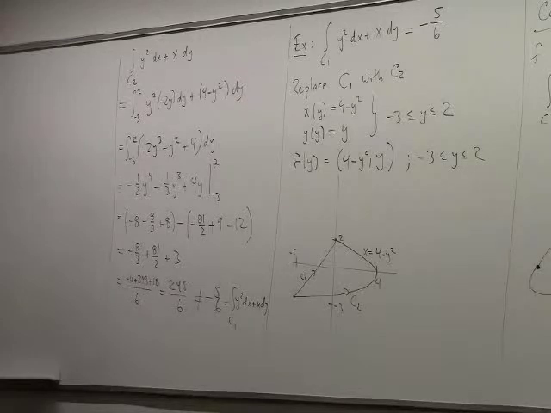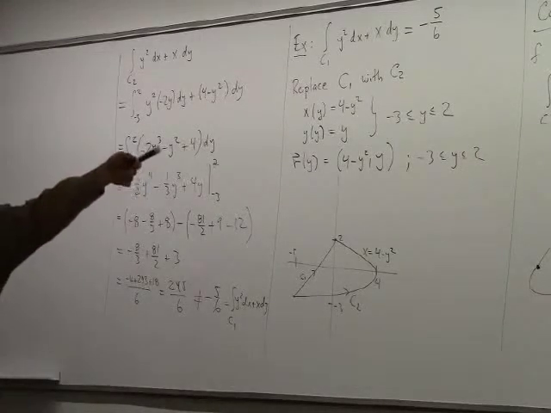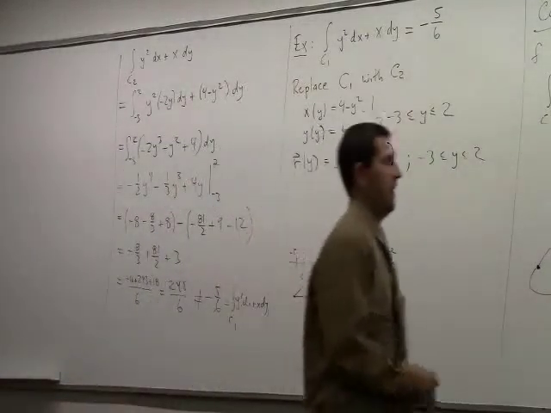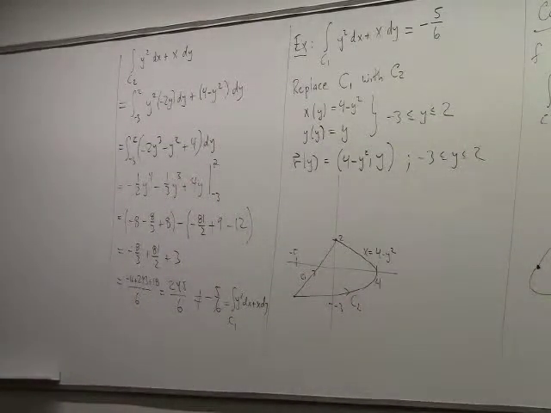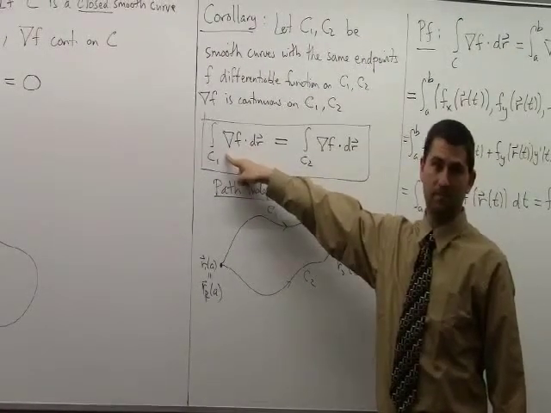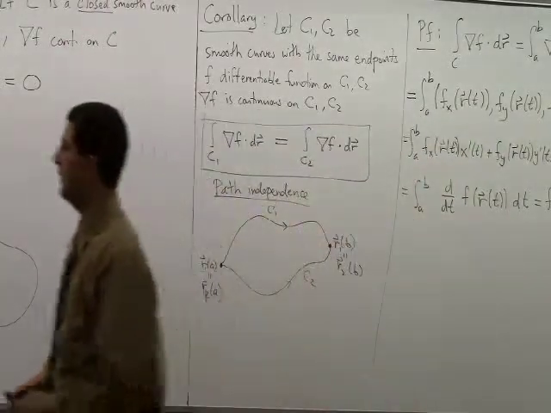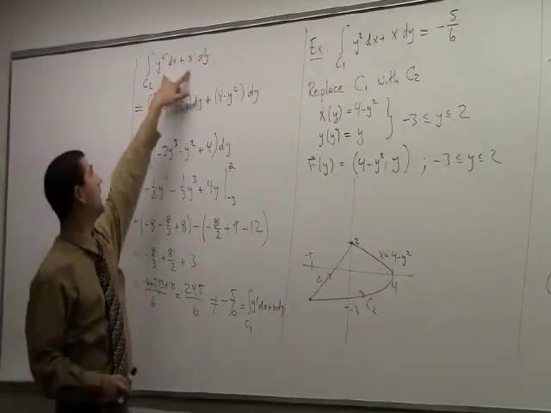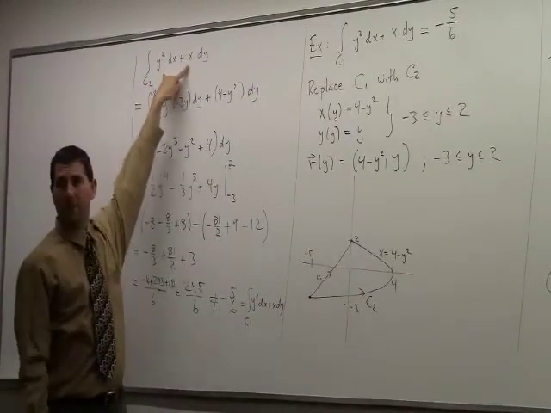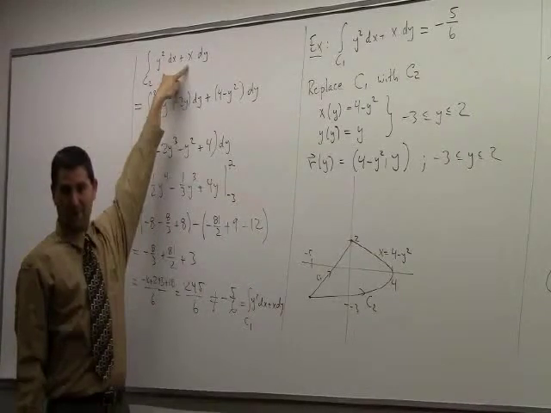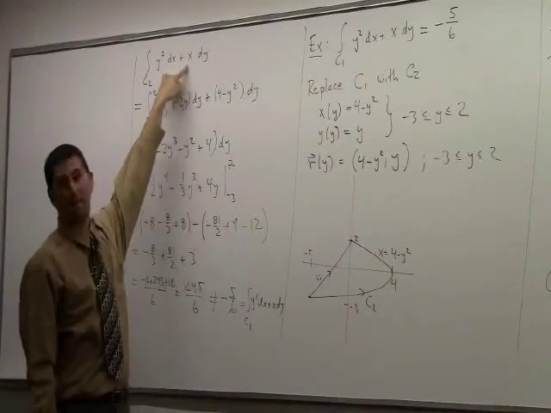Why not? It's supposed to be path independent, right? Didn't we have a corollary that said that? Well, path independence is assuming that your function is the gradient of some function. That would mean you would need to find a function whose derivative with respect to x was y squared and with respect to y was x, right?